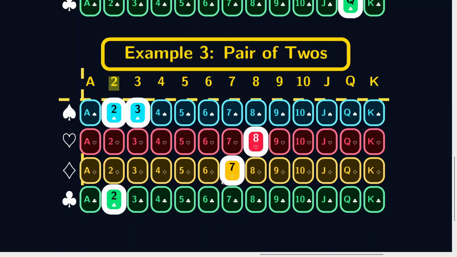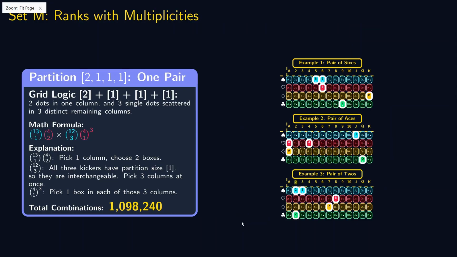Now let us calculate, and once again the question of symmetry is crucial. For the pair column, we choose 1 rank from 13. 13 choose 1. Then we choose 2 boxes from 4 within that column. 4 choose 2, which equals 6. The pair part contributes 13 multiplied by 6, which equals 78.